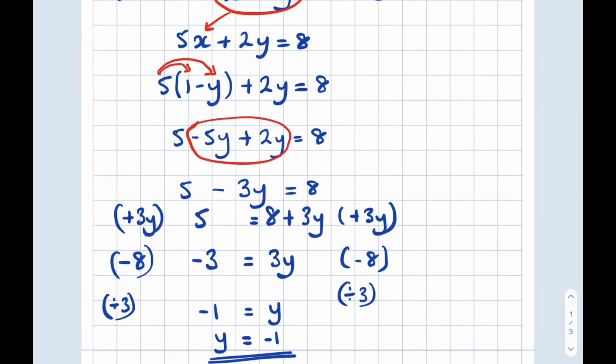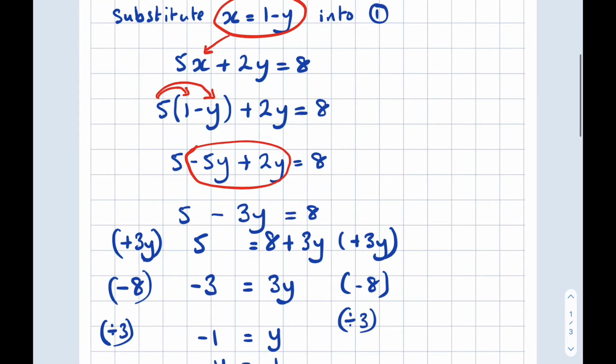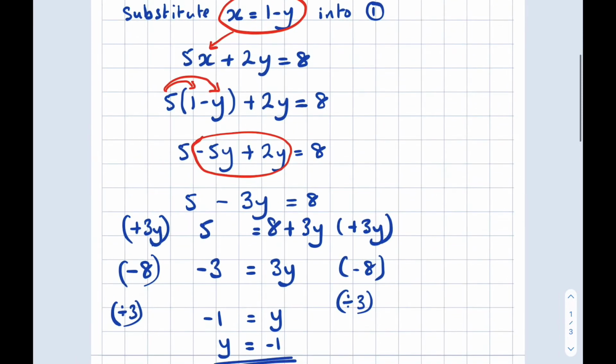So what we've done here, we've substituted x equals 1 minus y into this equation. The reason we did that is so that we could in a way get rid of the x's and just be left with the y's. It's always easier to solve with one variable.